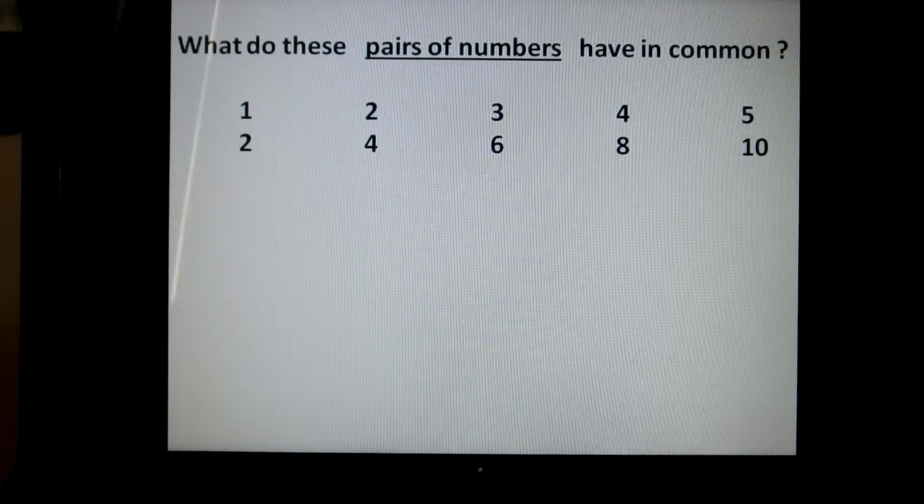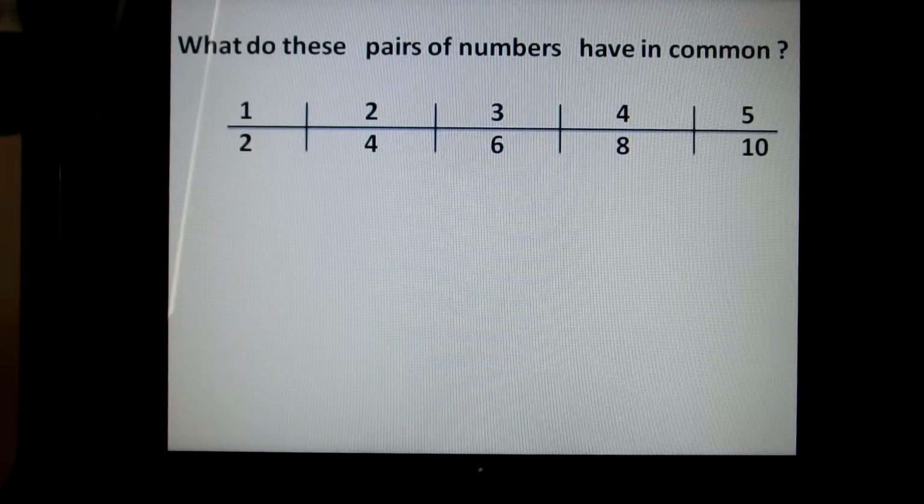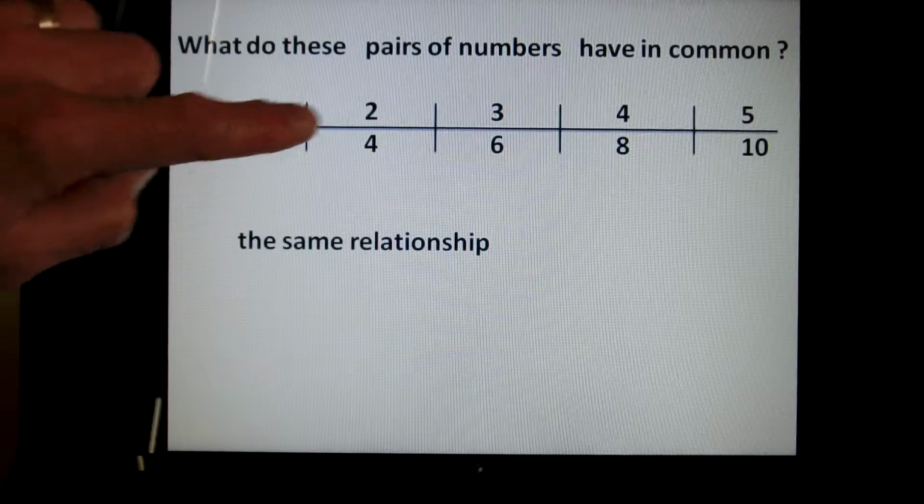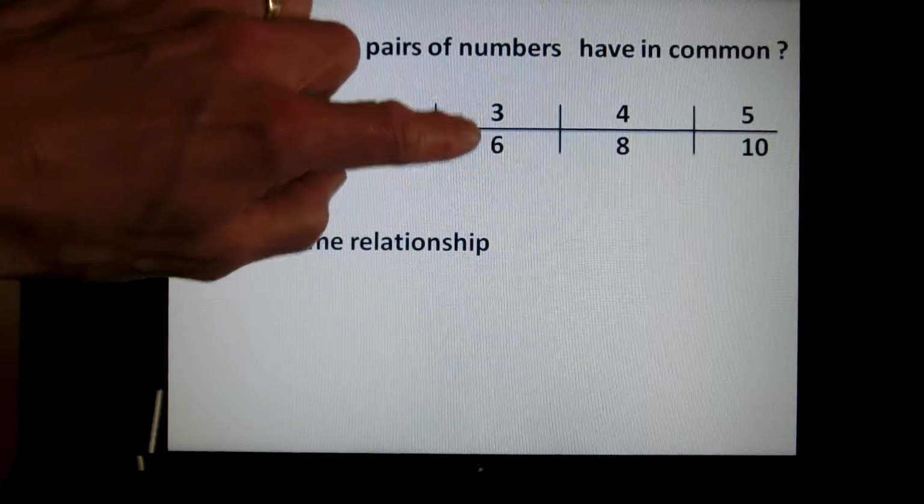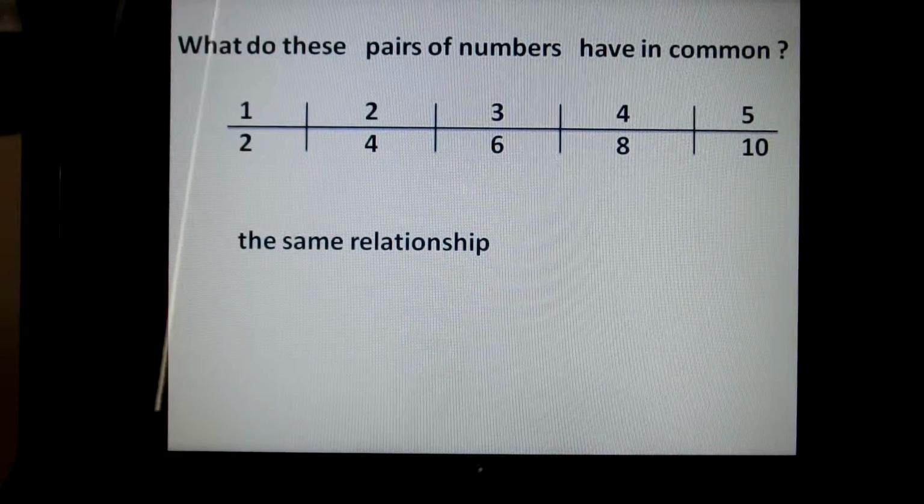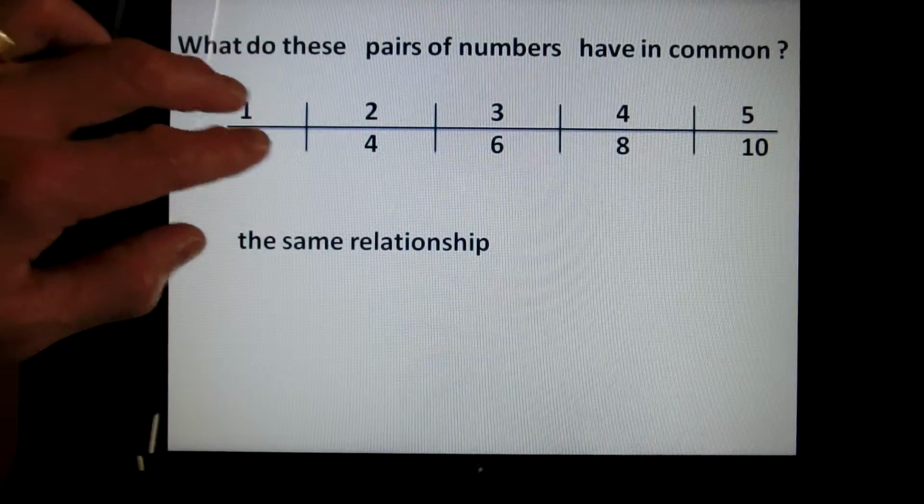So what we're saying here is, I'm just putting the numbers in a table there. The numbers have the same relationship to each other. So the bottom one being double the top, the bottom one being double the top, and so on. The relationship doesn't change as we move down the table.